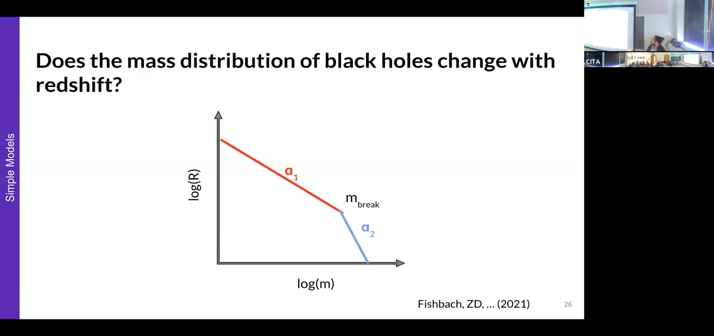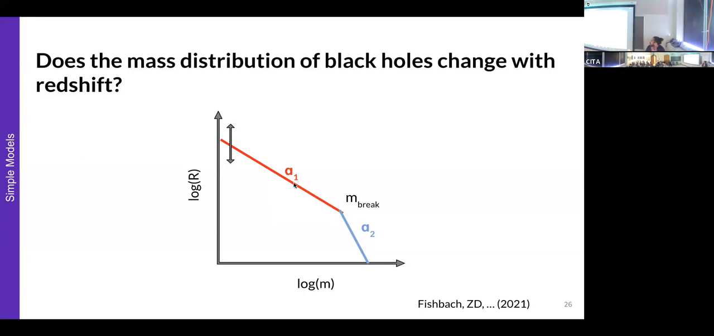So we used a broken power law to describe the mass distribution. And so a broken power law has two indices, one for the lower masses, one for the higher masses, and then there's a breakpoint. And so all three of these are in principle tunable parameters. So the data can inform us on what these parameters are.